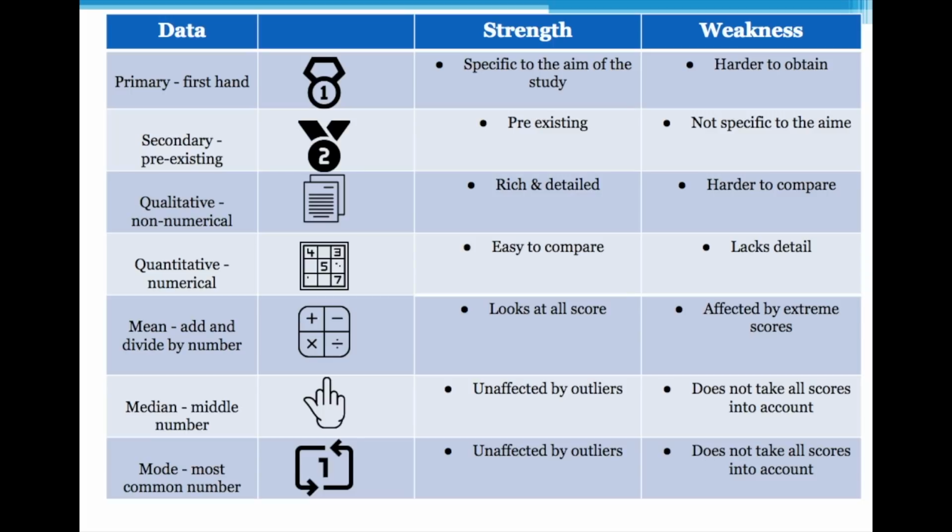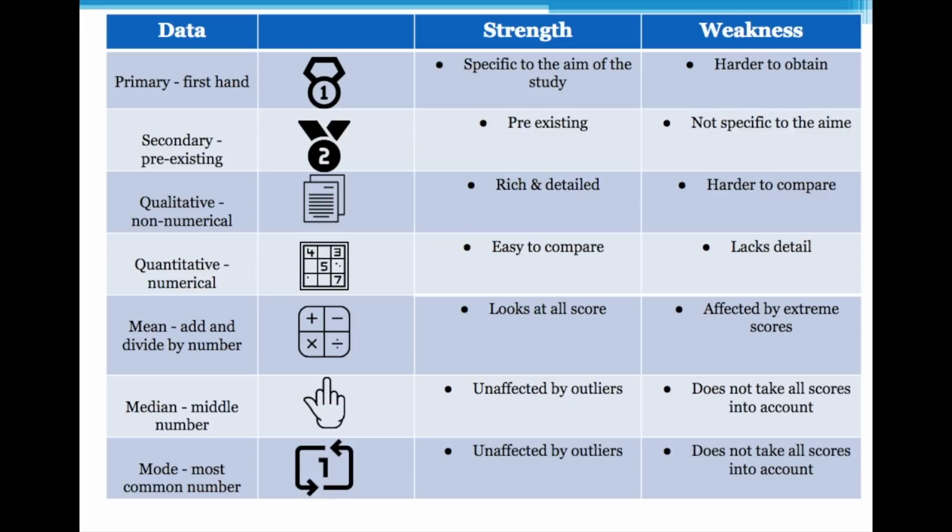So primary, you probably already know this from primary school anyway, is first-hand data that you collect yourself, but secondary is pre-existing. What you need to be aware of in psychology is that the best thing about primary data is that it is specific to the aim of the study. So you are studying what you intend to. However, it can be harder to get primary data, so that's a weakness.